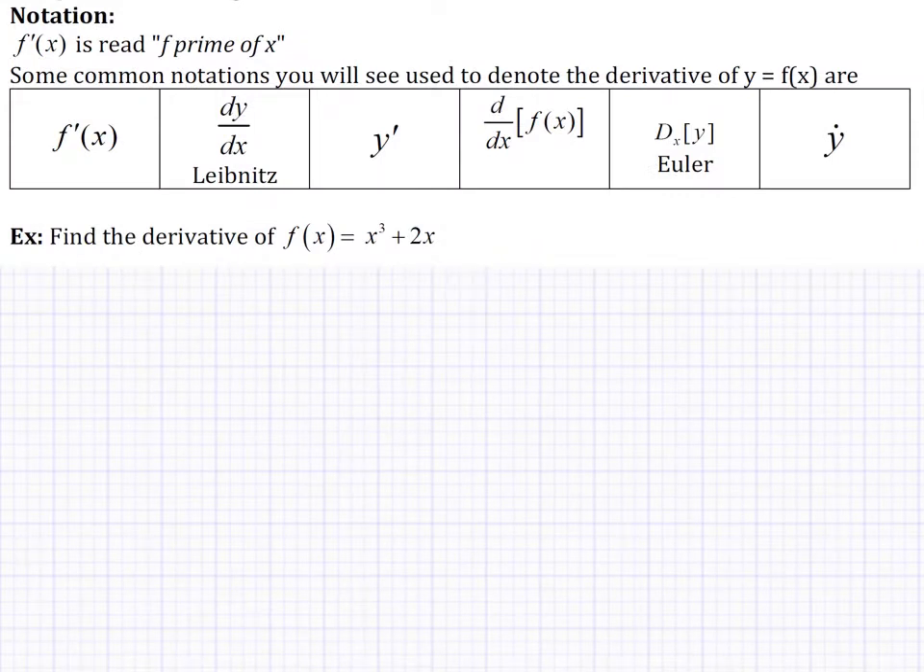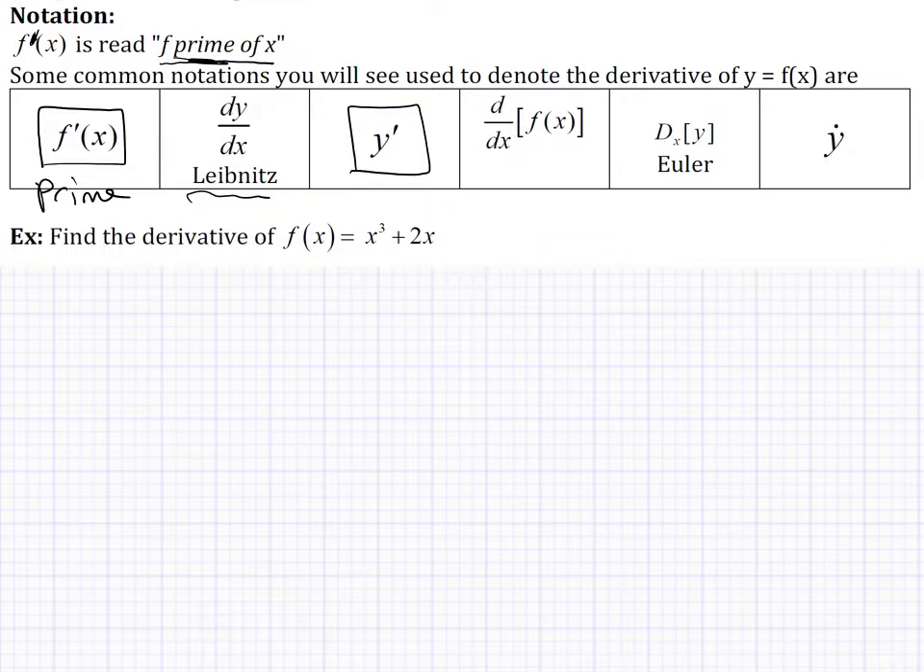So there are a couple of notations when it comes to derivatives. The first one we've already talked about, which is called prime notation. This is prime notation, and it's read f prime of x. Instead of f of x, because we have the dash, it's f prime of x, hence prime notation. Then we have Leibniz notation. I'll talk about that in a second.